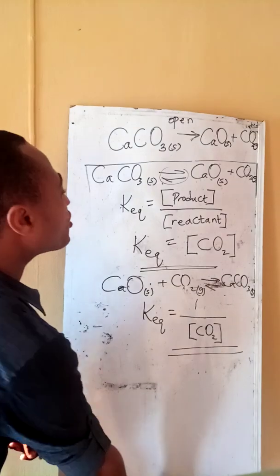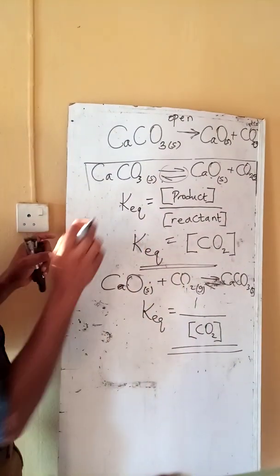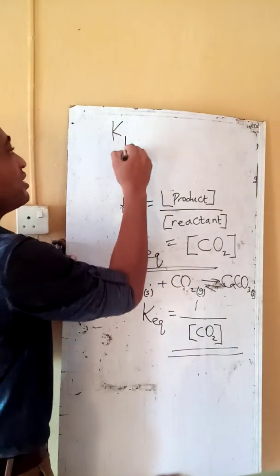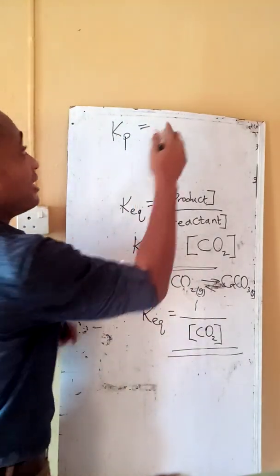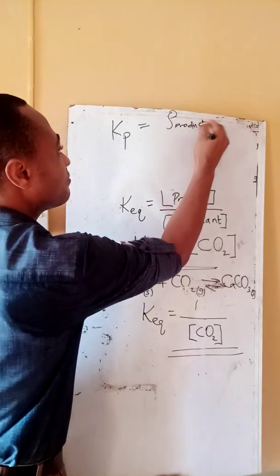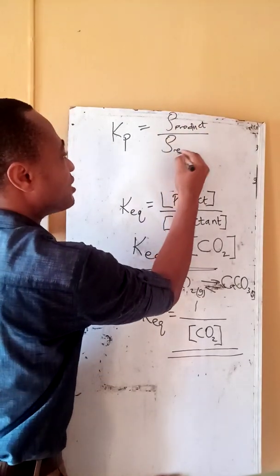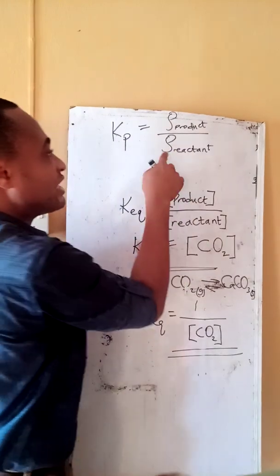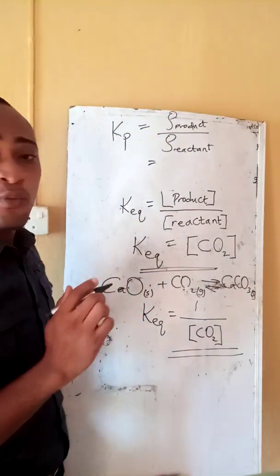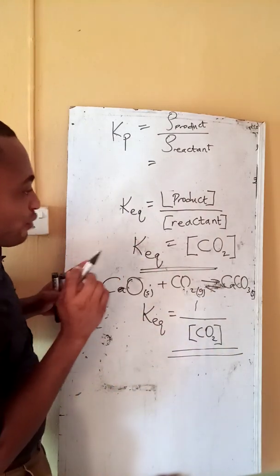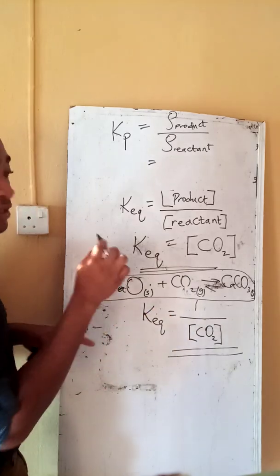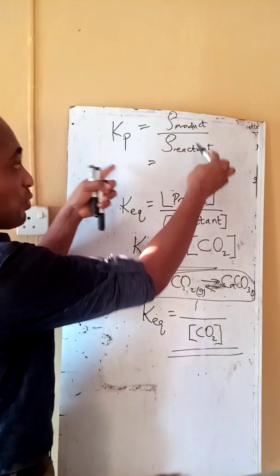Now, if you're going to get the KP for the reaction, look at the difference between them. We said KP deals with partial pressure. The KP is still the partial pressure of products divided by the partial pressure of the reactant. This funny looking symbol represents the partial pressure. Now, since we're dealing with just gases, if I am going to write the equilibrium constant, the KP, for this reaction, that is product over reactant.